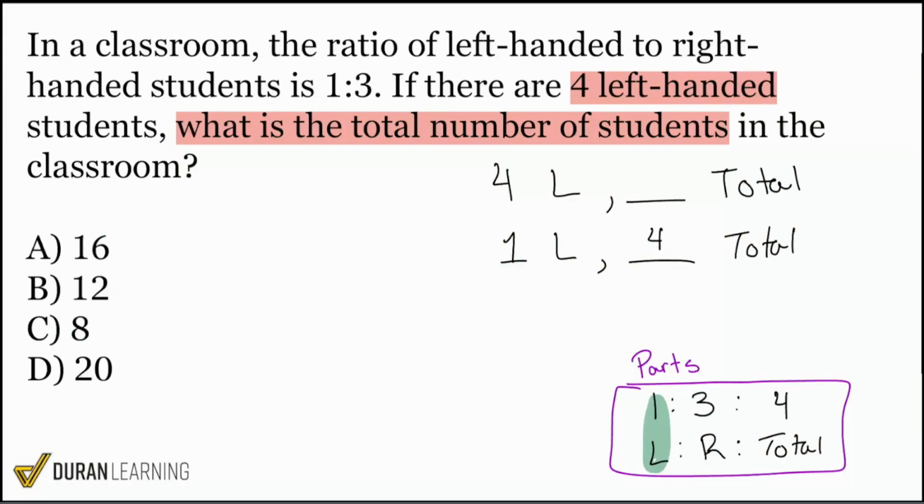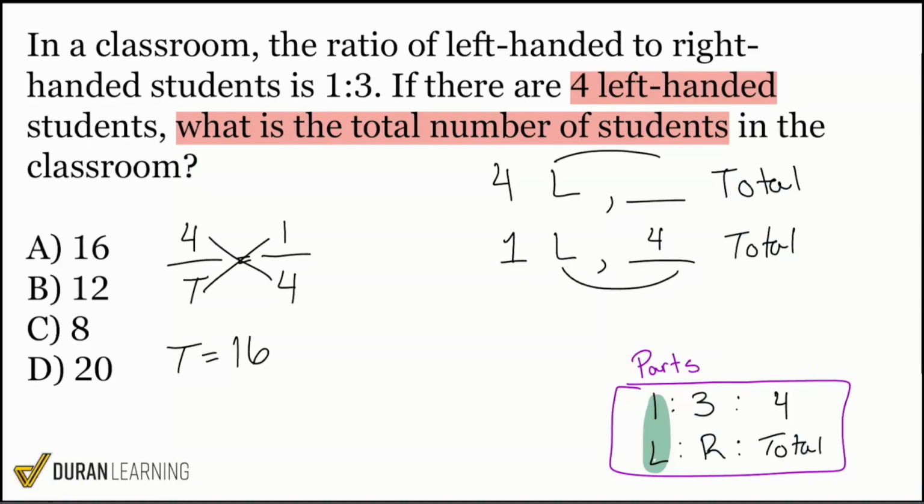So here, let's set it up and solve. 4 to total, 1 to 4. And then we notice we can cross multiply. 1 times t is just going to be t. 4 times 4, that's going to be 16. And we're all good. The correct answer here is A, 16. And look at that. Feeling pretty good.